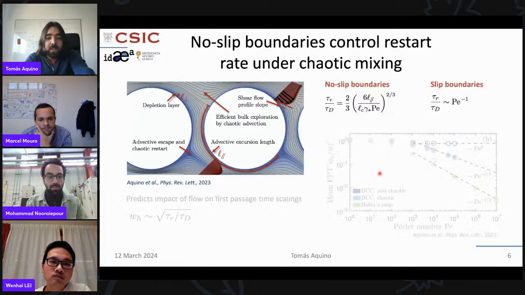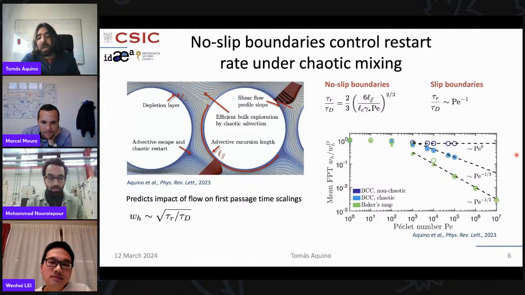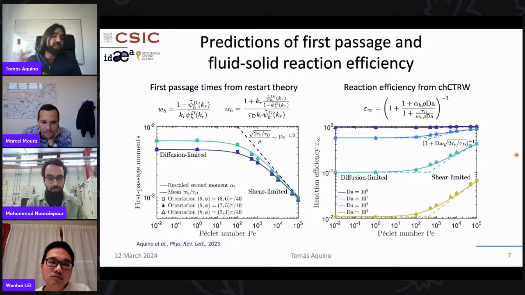So using the restart theory again, we conclude that the mean first passage times in particular should scale as the square root of the restart time. This captures the qualitative behavior at high Peclet quite well, and in particular, it explains this difference between the BCC and the Baker's map. Now, this theory can not only do the large Peclet asymptotics, it can also do the full regime of Peclet and Damköhler numbers.